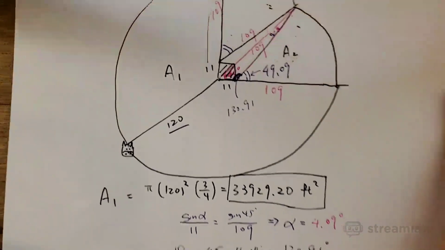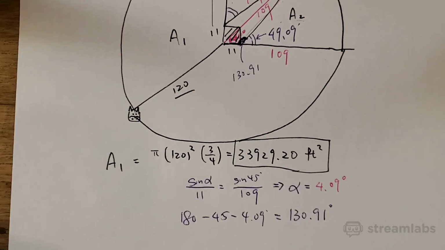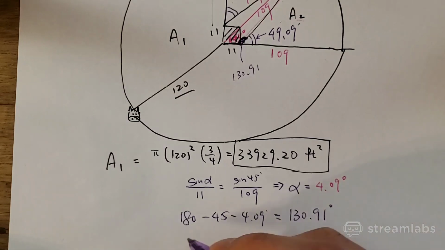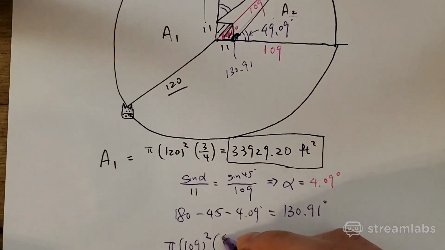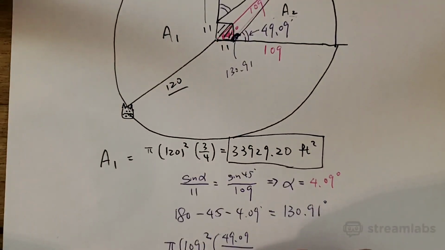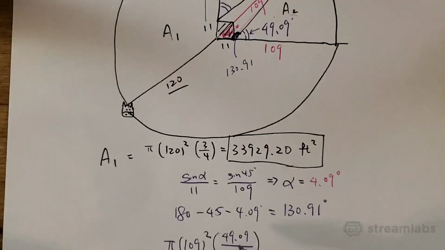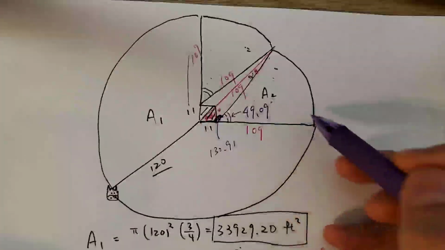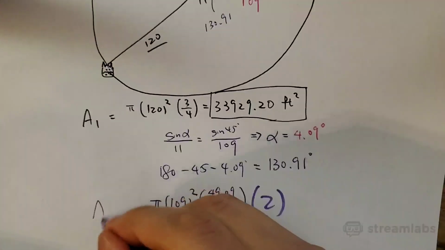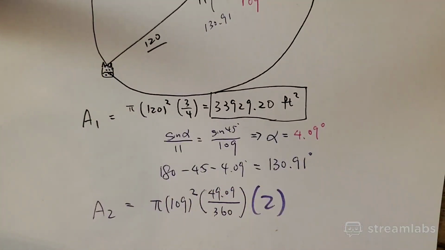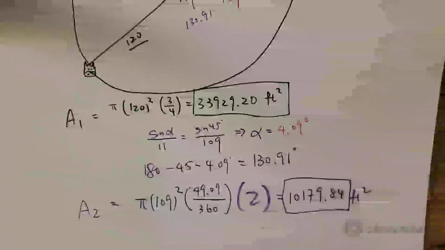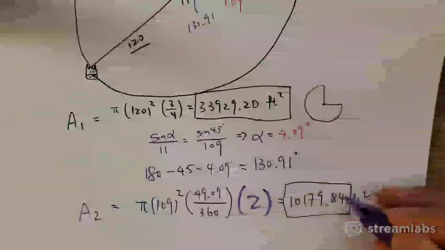All right, so I'm gonna use that. We get 1/2, r squared, where r is 109 here, times 49.09 over 360. What am I doing here? I'm doing this because this is the proportion that I'm using out of the full circle, which turns out to be 9.92, times 2, okay, so I'm going to do the connection. And this is the two sectors.